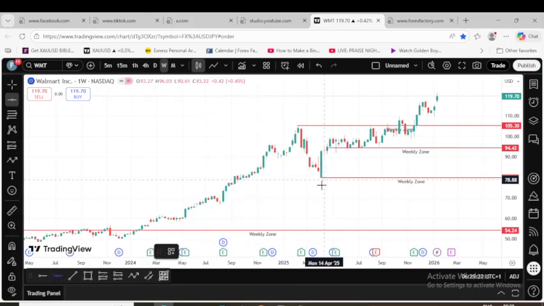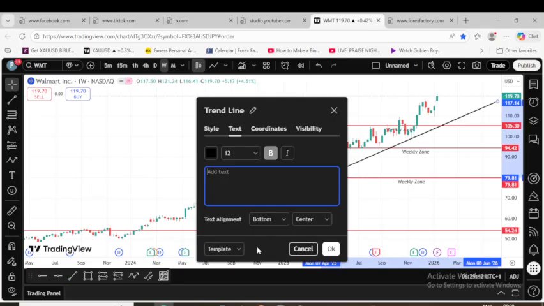And then we should be able to draw a trend line. First of all, we should be able to draw a trend line across these 2 points like this. So this is our weekly trend line, a trend line drawn on the 1 week time frame.